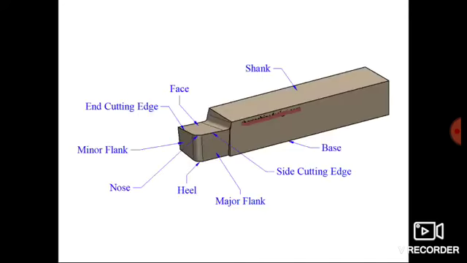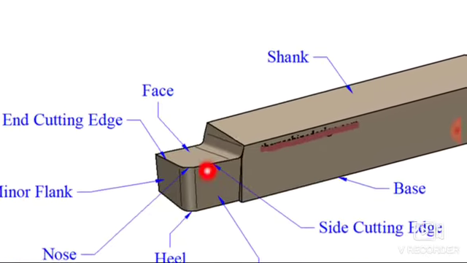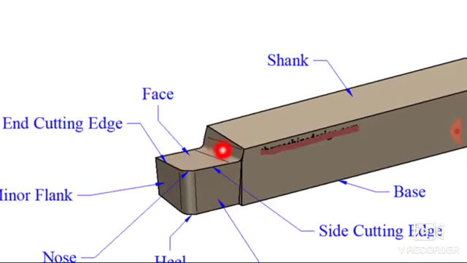So this is nothing but the CAD model of a single point cutting tool, which is showing its different parts. Now this portion is known as the shank of the cutting tool. So the shank is nothing but the major body of the cutting tool. Then this portion is known as the face of the cutting tool. So the surface over which the chip flows during the machining process is known as the face of the cutting tool.